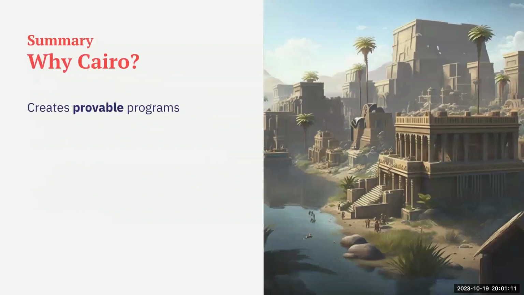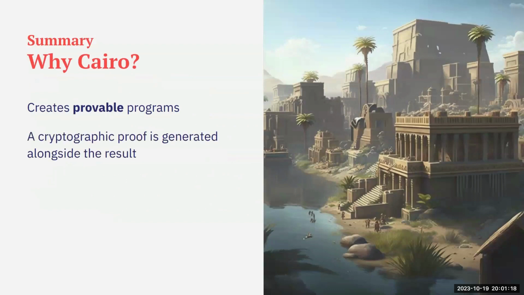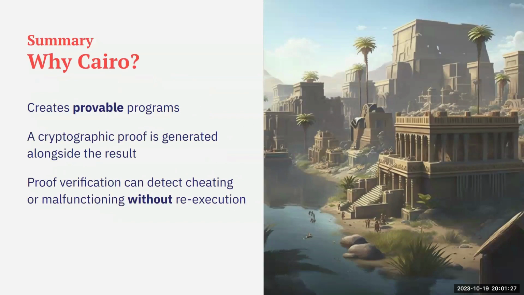So still on the reason why Cairo, we are able to create provable programs with Cairo. And what are proofs? Basically, a cryptographic proof is generated alongside the results. Proof verification can detect cheating or manufacturing without re-execution. The whole idea is to avoid re-execution, to avoid wastage of resources and allow for faster finality.